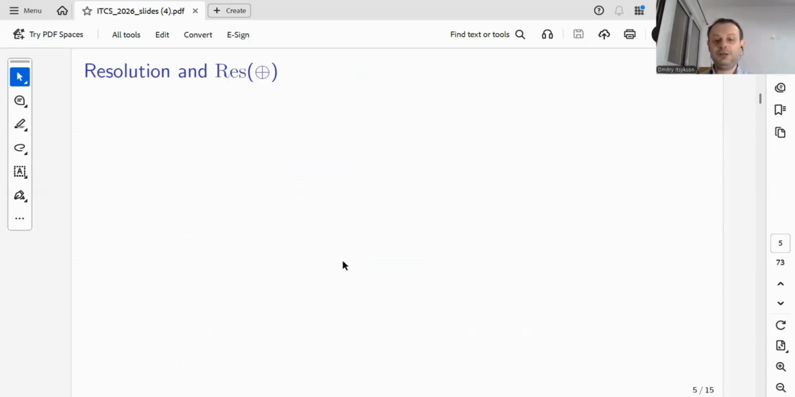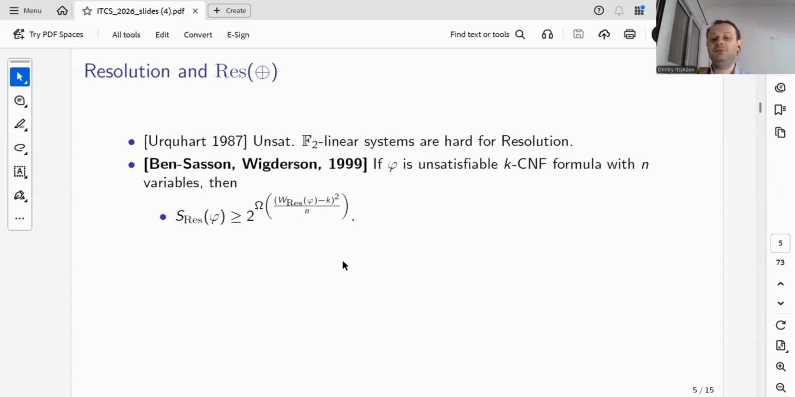Lower bounds for resolution have been known for quite a long time. One of the first lower bounds is the result of Urquhart, which states that the CNF encoding of an F2 linear system based on an expander graph requires exponential resolution proofs. There is a huge amount of lower bound results for resolution, so I will mention only several of them. The theorem of Ben-Sasson and Wigderson states that if a formula has a large resolution width, then it also has large resolution size. Therefore, resolution width is a very important parameter.